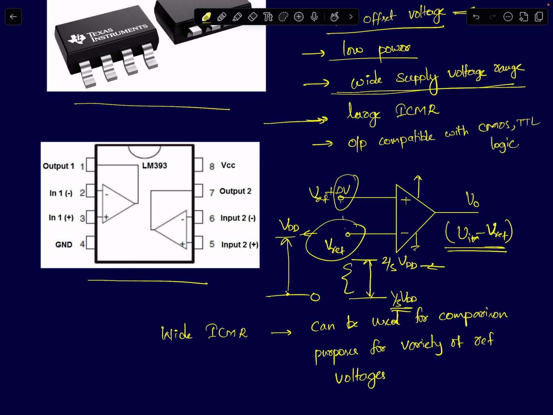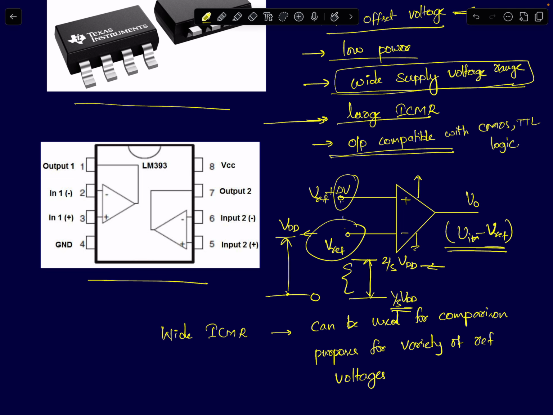Okay, so that is something to keep in mind. So a large ICMR is preferred. Ideally, a rail to rail ICMR is preferred. And the output voltage level should be compatible with CMOS and TTL logics. This is something you will read from a data sheet: the minimum and maximum output voltage levels, and that also depends upon the supply voltage. If your comparator can operate on a wide supply voltage range, it can in theory produce a wide range of output voltage levels as well.